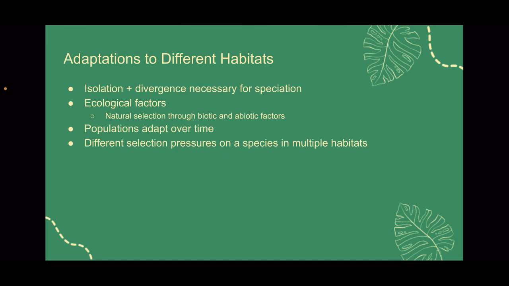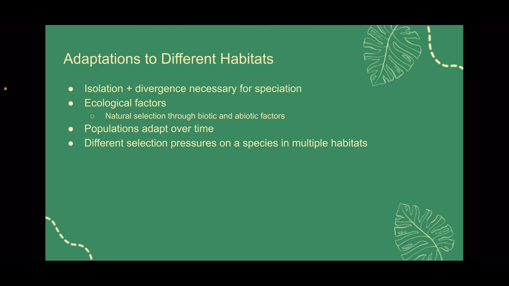Adaptations to different habitats. Mechanisms of isolation, including geographic isolation, vicariance, polyploidy, and chromosomal changes, are necessary for speciation to occur, but isolation must be followed by or coincide with divergence in order for complete speciation. The most frequent mechanisms of divergence found in nature are due to ecological factors, primarily natural selection, and biotic factors such as competition or predation, and abiotic factors such as the climate assist with this process.